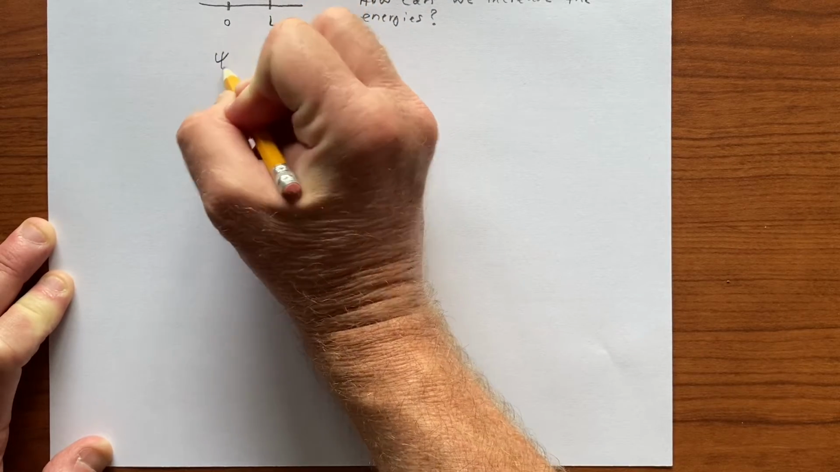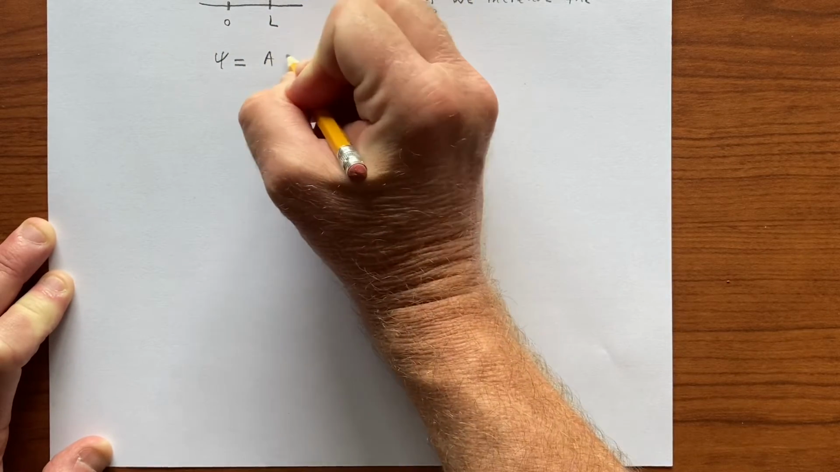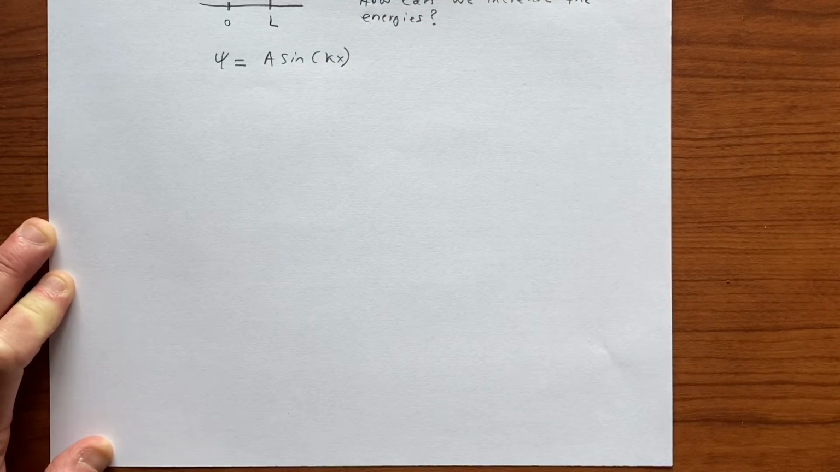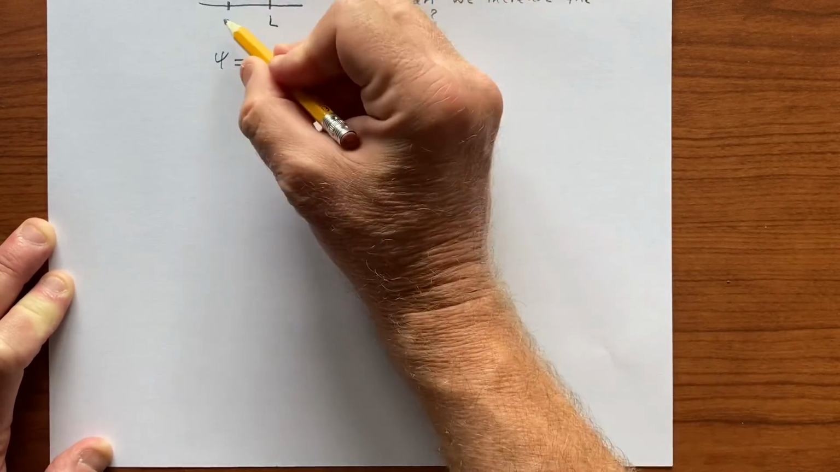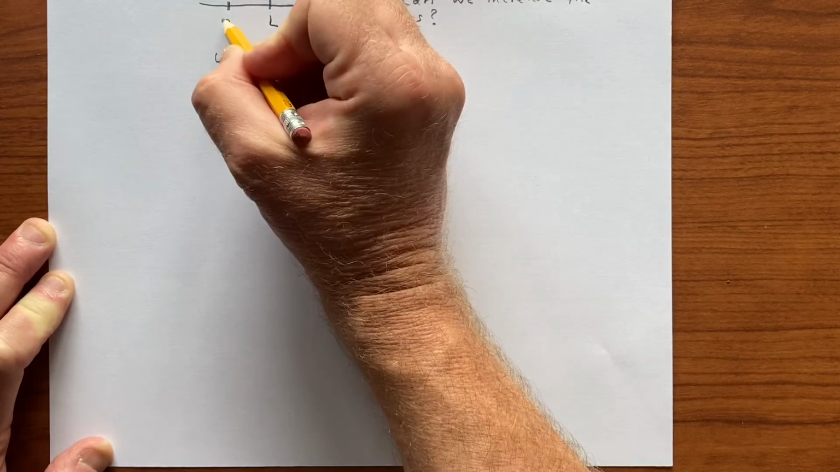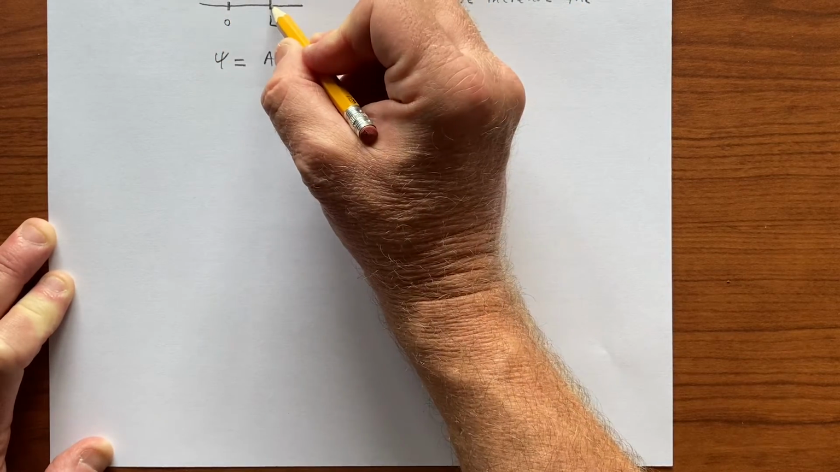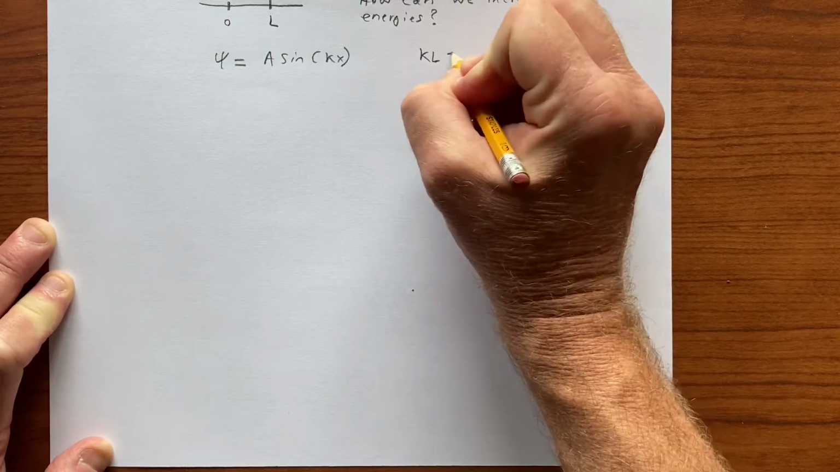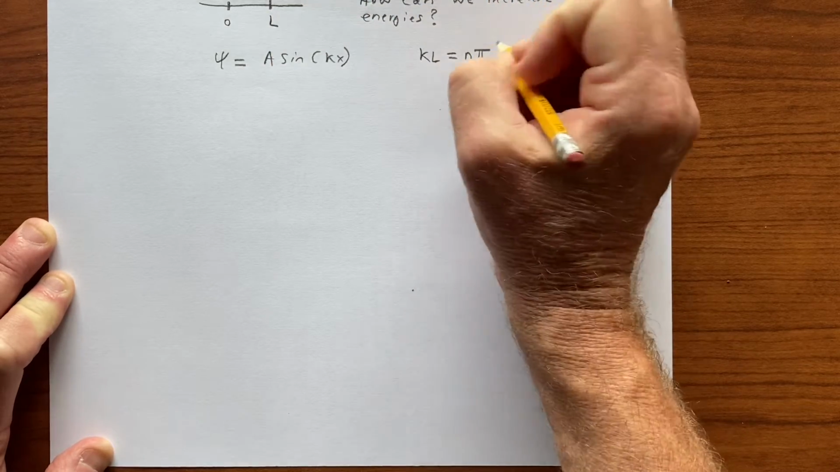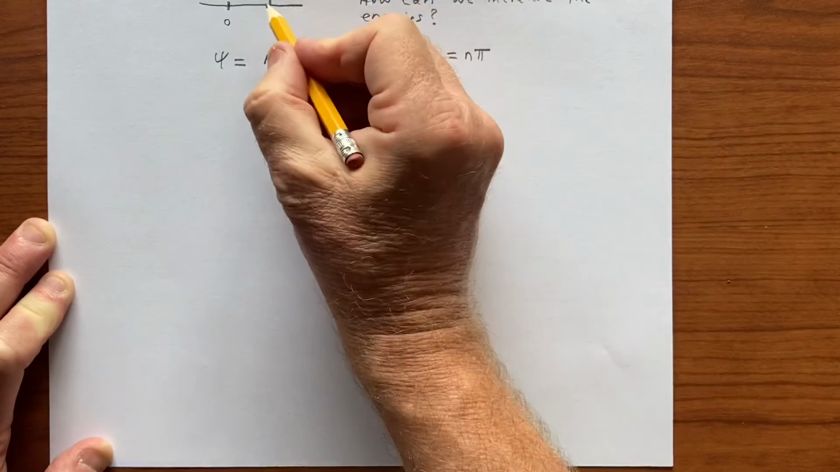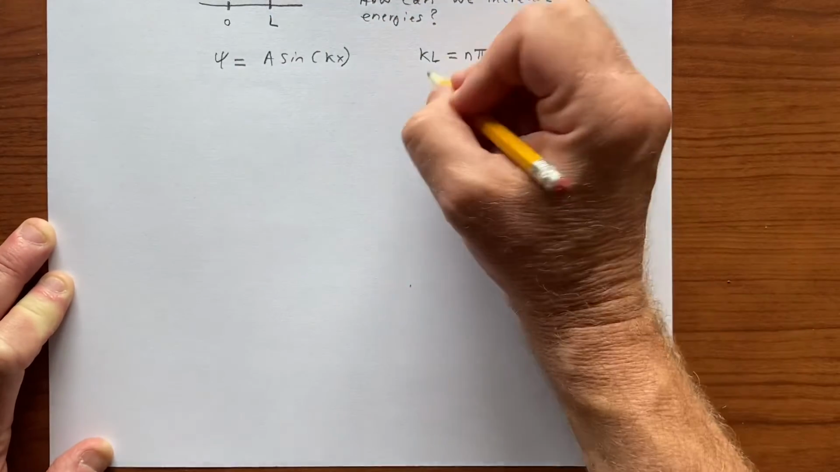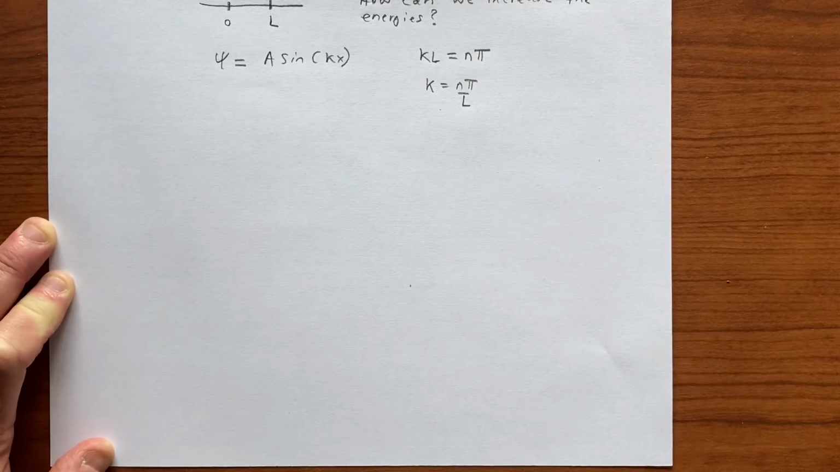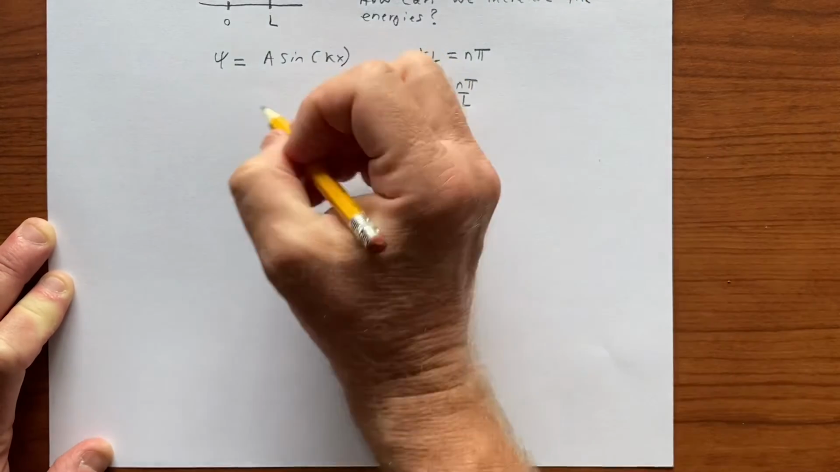So we know that the wave function looks like sine kx when we solve the Schrodinger equation. We choose the sine because it has to vanish here, and that has to vanish here, and here's where we get the condition on the energies. So kL has to equal n pi, such that the whole thing vanishes at this point as well. And so k is equal to n pi over the length of the well.